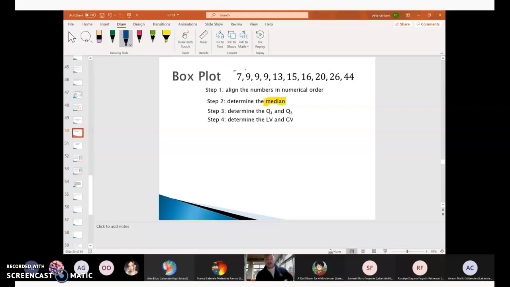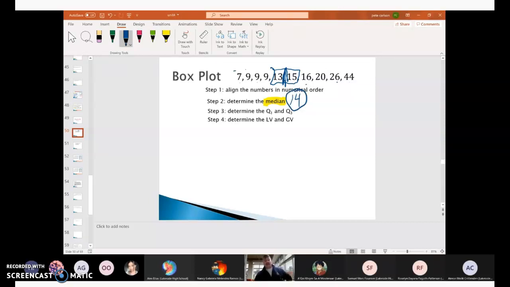We have 10 numbers. So if we have 10 numbers, 1, 2, 3, 4, 5, that means the median would be right here. You have 4 numbers here and 4 numbers here. When you have 2 numbers in the middle, you always take the average of those 2 numbers. So the average of 13 and 15 would be 14. So 14 is my median.